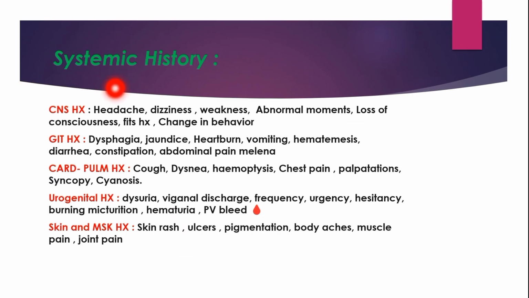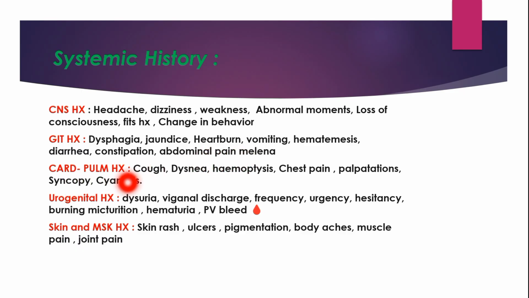So next one is the systemic history. In systemic history, the first one is CNS history. CNS history asks about any history of headache, dizziness, weakness, abnormal movements, loss of consciousness, past history, and any change in the behavior. And GIT history asks about the history of dysphagia, jaundice, heartburn, vomiting, hematemesis, diarrhea, any history of constipation or abdominal pain or melena.